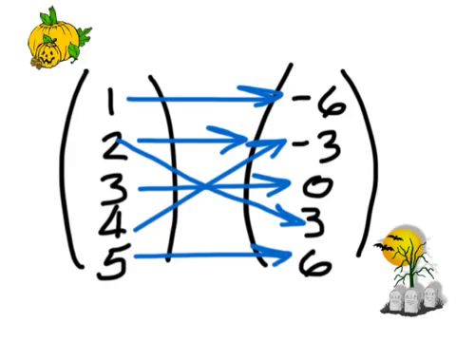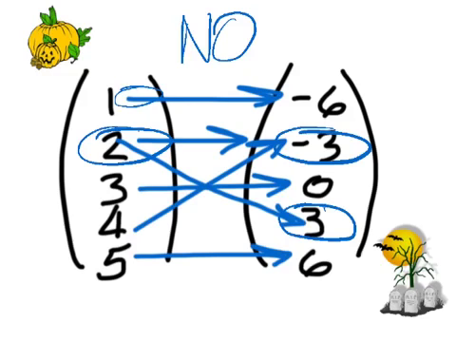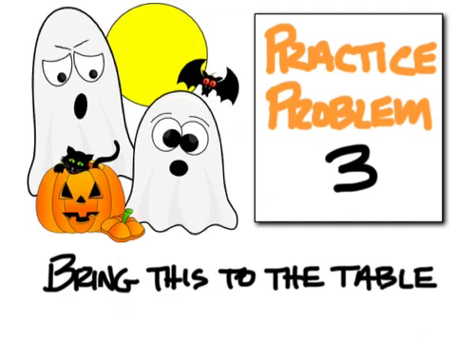Example number 4. In this case, we have 1 that's leaving 1, but here at the 2, we have two things leaving the element 2. It's going to negative 3 and then also positive 3. That's not allowable. Therefore, the answer is no. That is not a function. Cannot have two lines leaving the same number and pointing to two different range elements.